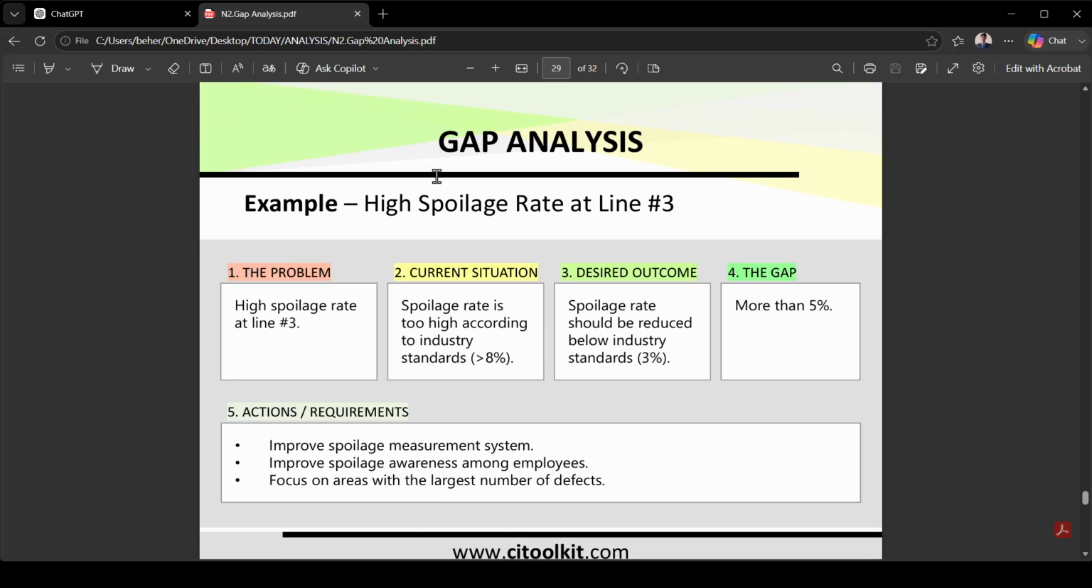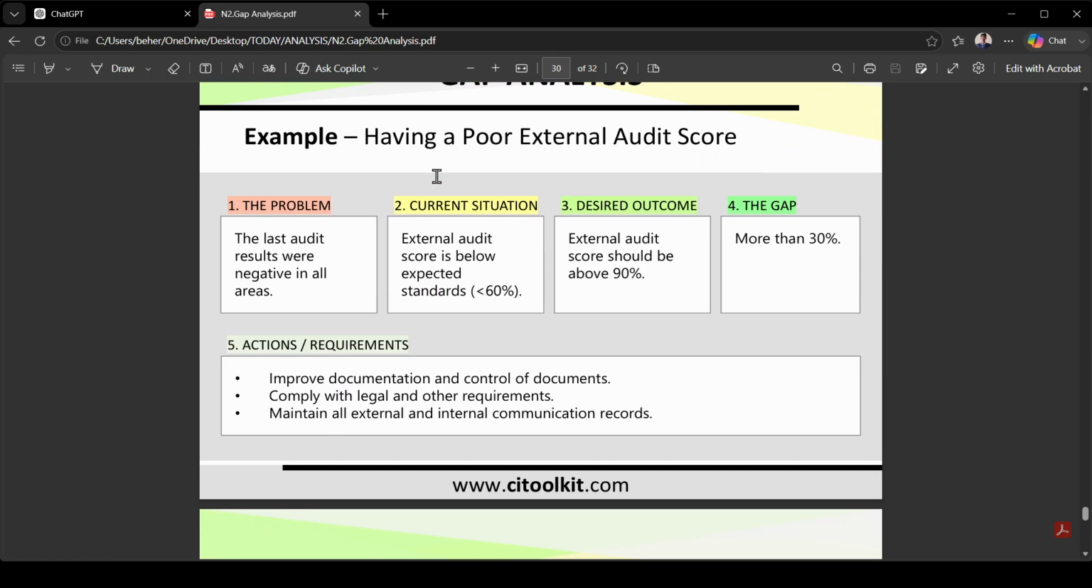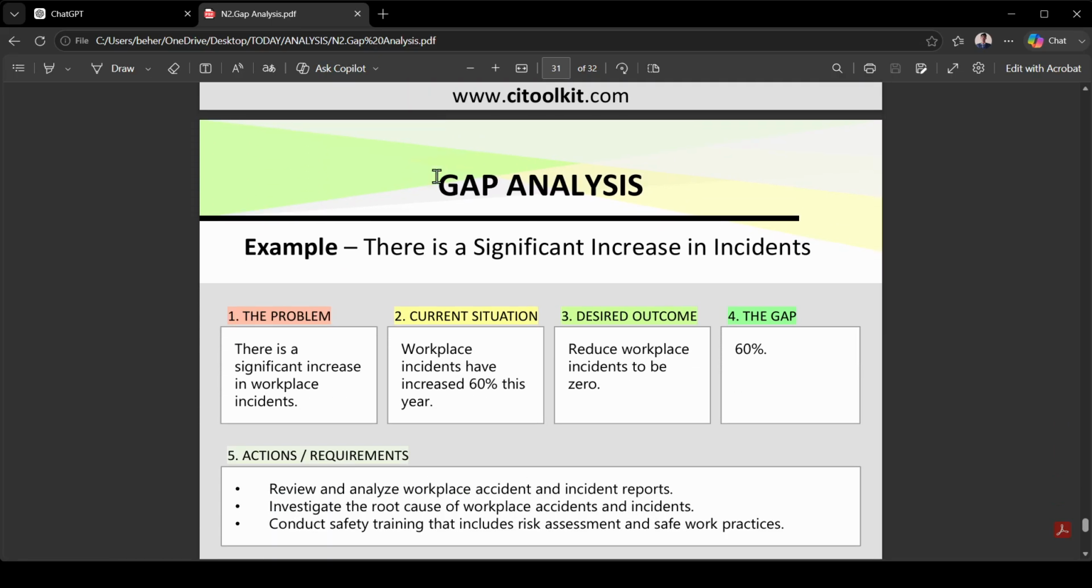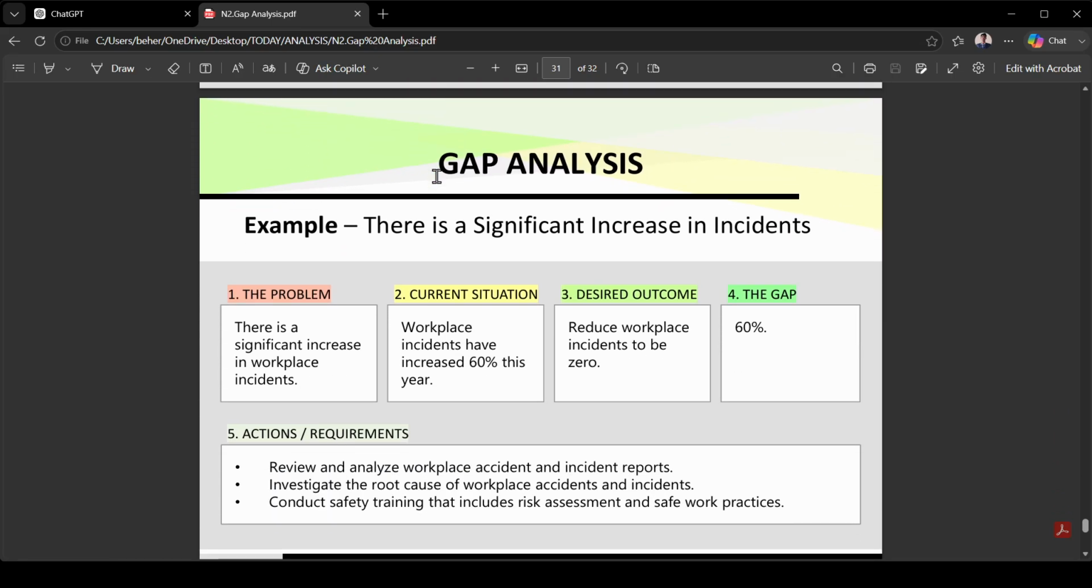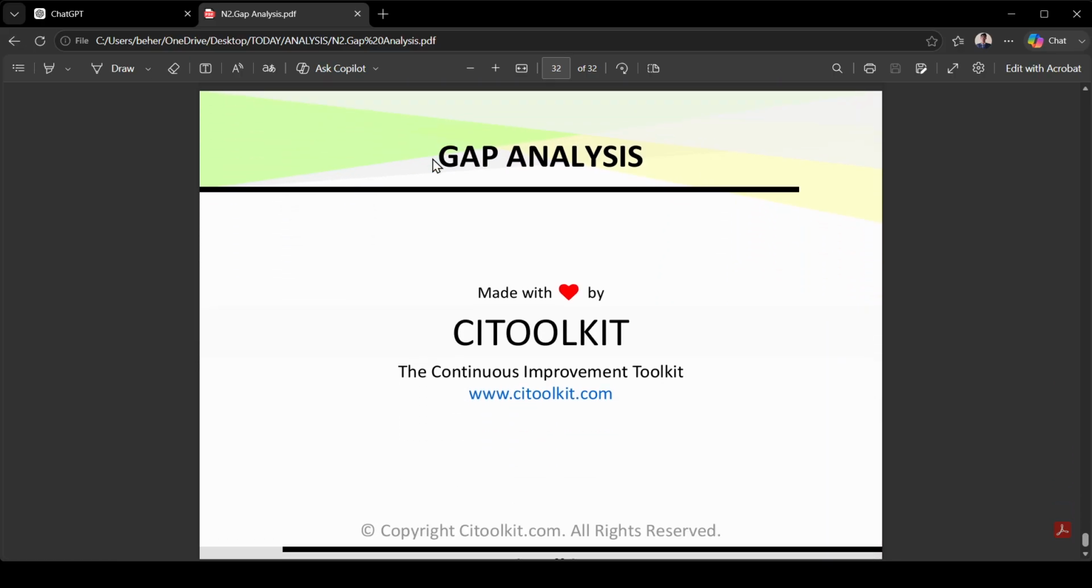This is one more example: current state, the problems, current situation, desired outcome, the gap. And this is one more example: current state, desired outcome, the gap. And this one is one more example: the problems, current situation, desired outcome, the gap. And that is gap analysis. I think you understand about gap analysis. Where is the gap? How to mitigate that problem?